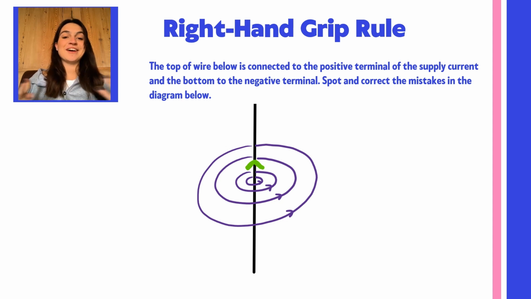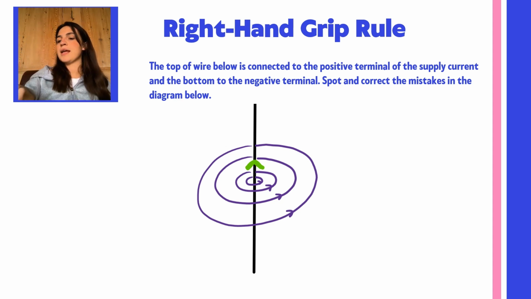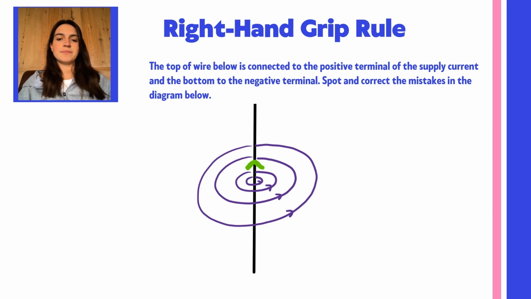Okay, a question using our right hand grip rule. So remember, that's one where you put your right hand up in a thumbs up, and then your thumb points in the direction of the current. And when you are sort of attempting to screw something in, then your fingers are curling around in the direction of your magnetic field. So the top of the wire below is connected to the positive terminal of the supply current, and the bottom to the negative terminal. Spot and correct the mistakes in the diagram.